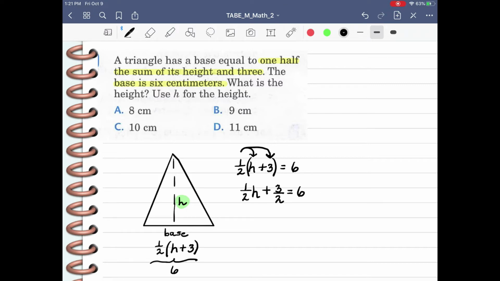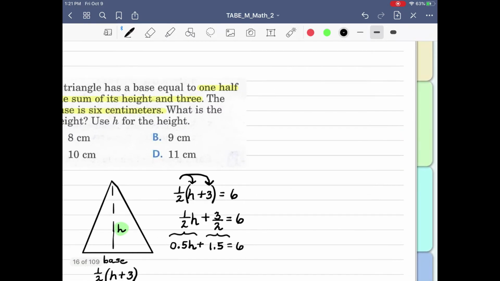Now I'm going to do something here because I prefer to work with decimals if I don't have a calculator. So I'm going to change this. 1/2 is equal to 0.5 and 3/2 is equal to 1.5. I'm just going to put those in decimal form so I can work with them a little more easily. You don't have to do that, but I just prefer to work with decimals. So my solvable equation is 0.5h plus 1.5 equals 6. Or you can do this with the fractions, especially if you have a calculator. This is not too bad if you have a calculator.